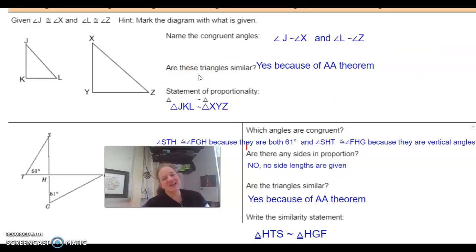Triangle HTS is similar to triangle HGF. Right? H to T to S corresponds to H to G to F, right? Because angle T and angle G are congruent, angle SHT is congruent to FHG, and angle S is congruent to angle F. So those go in the same places. Those are not congruent triangles. They are similar triangles. I don't know if they're congruent or not. I can't prove it with the information I'm given, but I can prove that they're similar. So I'm going to run with that one.